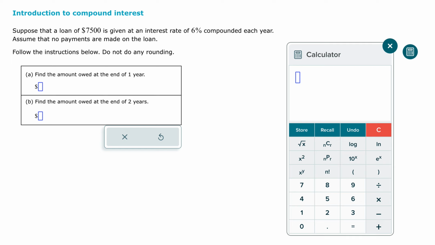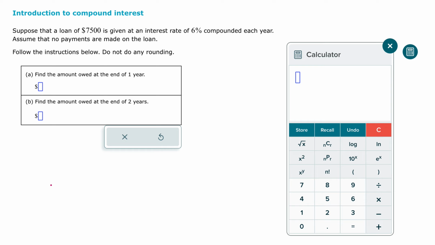In this video, we're going to do this Introduction to Compound Interest problem. So in this problem, we have a loan that has an interest rate of 6% compounded each year. Assume that no payments are made on the loan, and we want to find the amount owed at the end of 1 year and the end of 2 years.